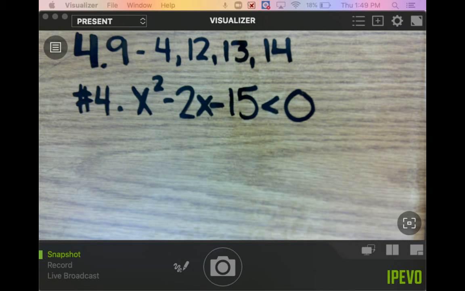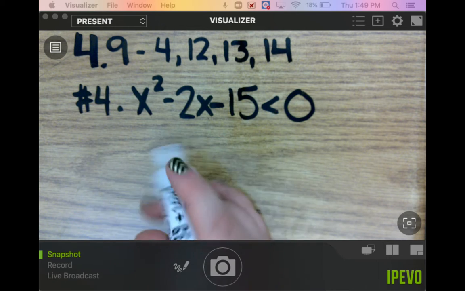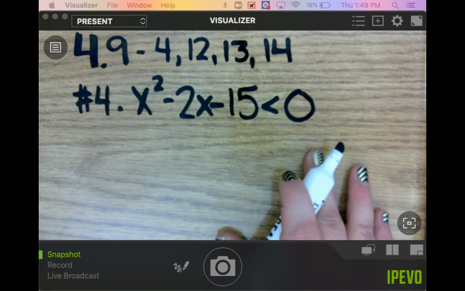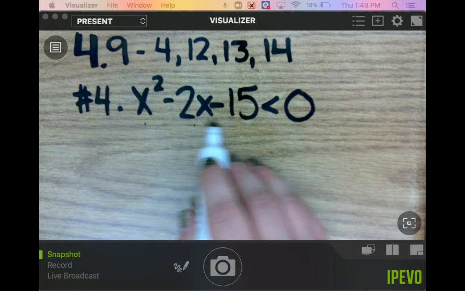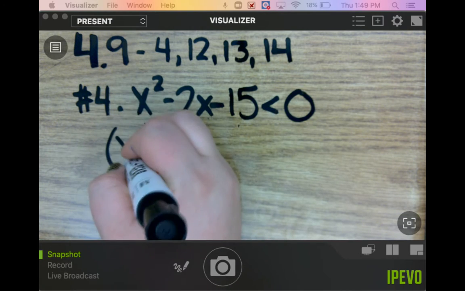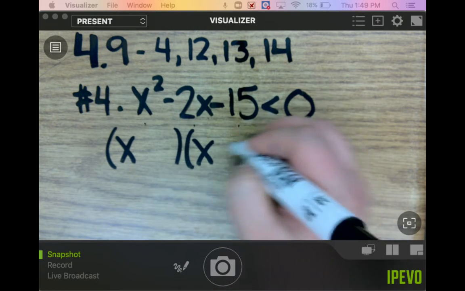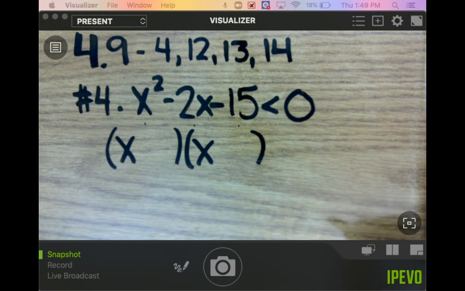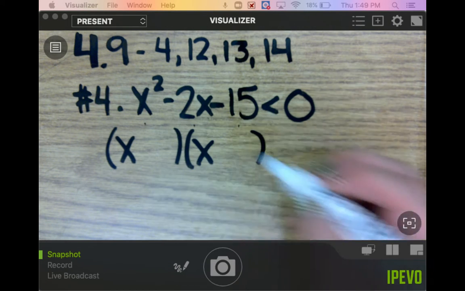Here is number 4. The first thing you're going to do with polynomial inequalities is find the zeros. And in order to find the zeros, you need to factor. Since there are 1, 2, 3 terms on this polynomial, I need to put it into two parentheses like this. And I want the two numbers that multiply to -15 and add to -2.